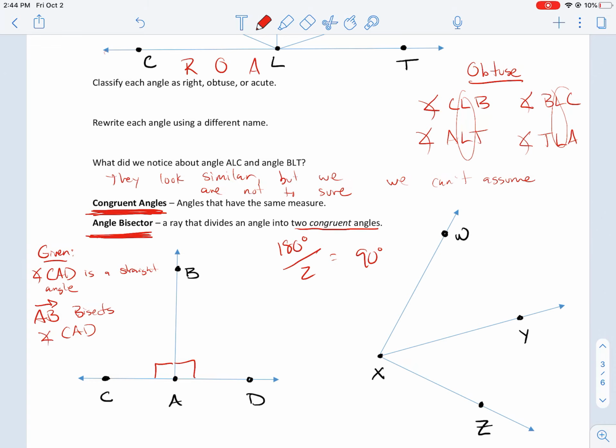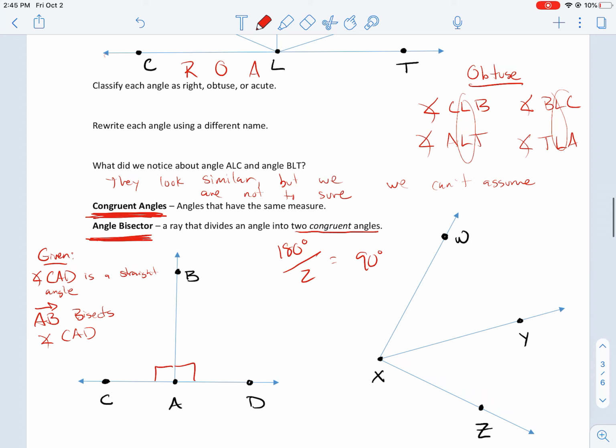Now, this was given, so again, I cannot assume anything unless that information is given. When we're talking about angle bisectors, in this particular case, I gave you that information. I told you angle CAD is 180 degrees, and so that allowed us to find what those actual degree measures were.